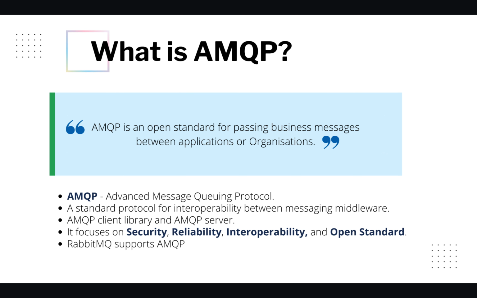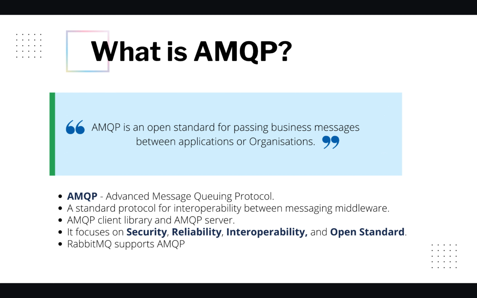Next, we will understand what AMQP is. You see, RabbitMQ is a server or a message broker. You need a protocol to communicate with the server. You can use HTTP or there is something called AMQP. AMQP is an open standard for passing business messages between applications or organizations. AMQP stands for Advanced Message Queuing Protocol. It is designed keeping interoperability in mind, which means two services written in different programming languages should be able to communicate via RabbitMQ using the AMQP protocol.